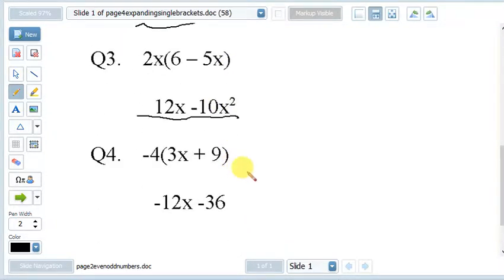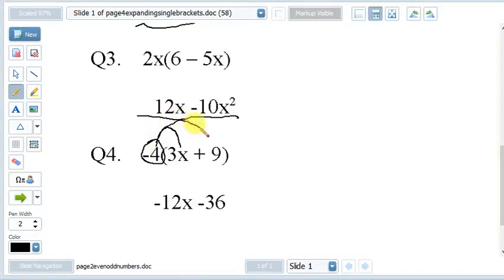Question 4. What we've got here is minus 4 in front of the bracket. Now minus 4 is one number. It's not a minus and a 4. So minus 4 is the number. So what we've got to do is to times everything in the bracket by the minus 4. So minus 4 times 3x. 4 times 3 is 12x, and then the negative, so it becomes negative 12x.